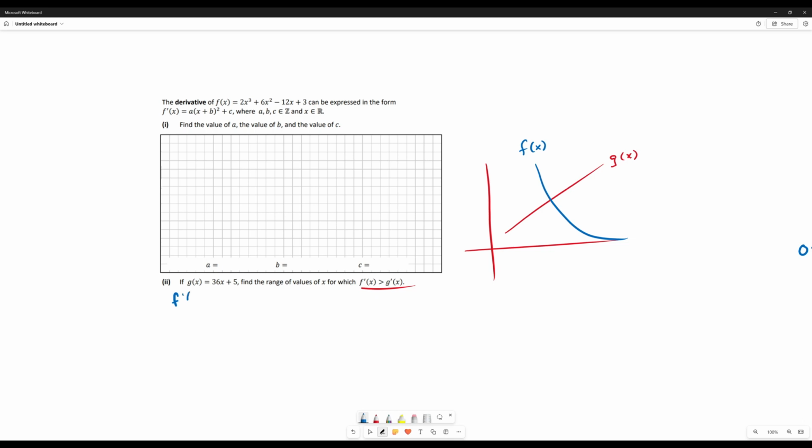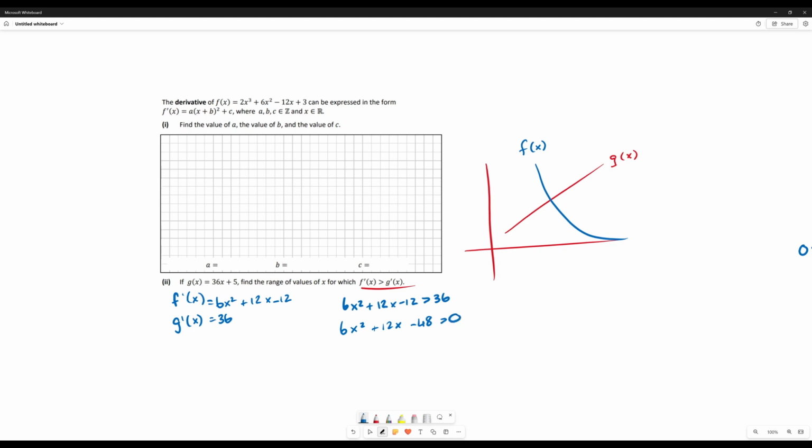But f dash x, given that they've given me x up the top, would be 6x squared plus 12x minus 12. G dash x would be 36, and hopefully again you know how to do that from the calculus. And then all we're going to do is, when it says f dash x is greater than g dash x, it just means take this one and put it greater than this one. Oh look, it's a quadratic in terms of inequalities again. Bring the 36 over, make it a minus. So you'd end up with this.